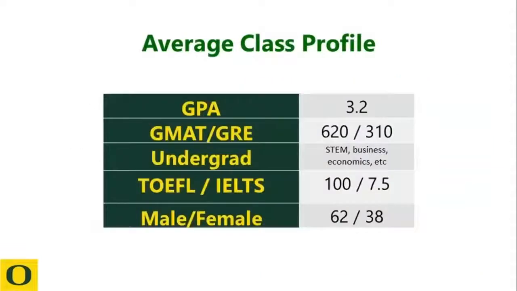And a lot of times folks are interested in what the class profile might look like. So this is the average class profile of the three Bachelor of Science in Finance cohorts. We have an average GPA of 3.2, a GMAT score of 620, or a GRE of 310. Most of them come from STEM backgrounds, your finance, your business majors, economics. Their TOEFL or IELTS scores are higher than the bare minimums, which is 100 for the TOEFL and 7.5 for IELTS. And overall, with the three cohorts, we've averaged about 62% male and 38% female. So that gives you a sense of what the class looks like.